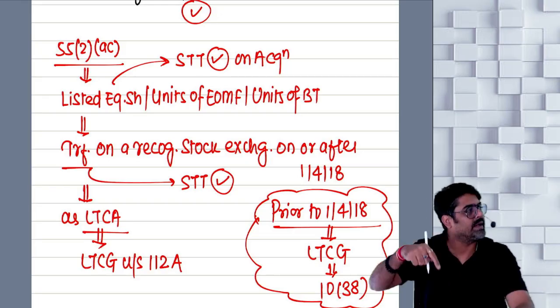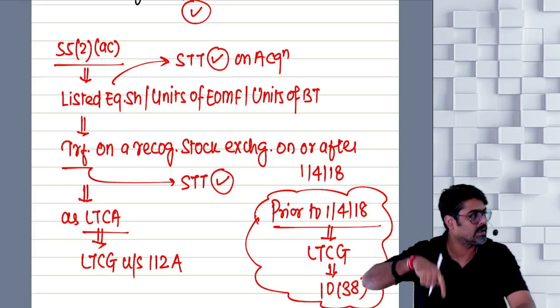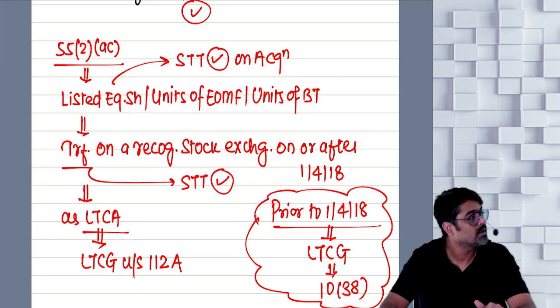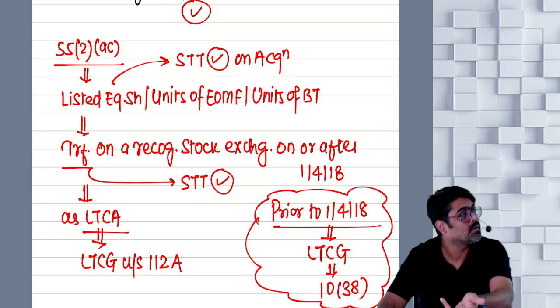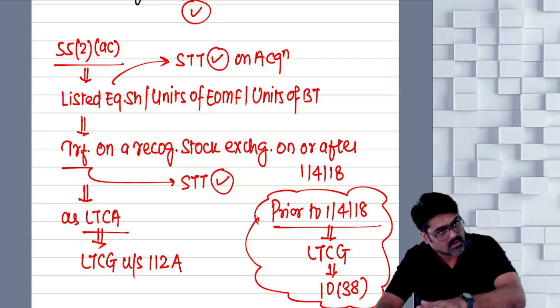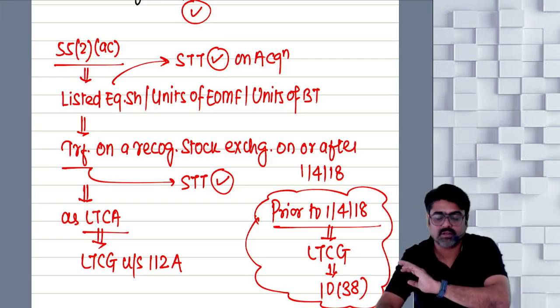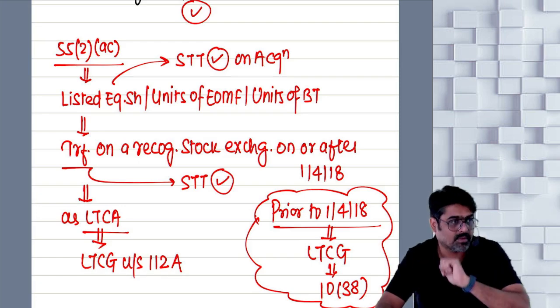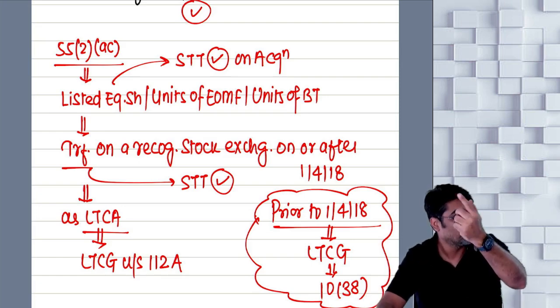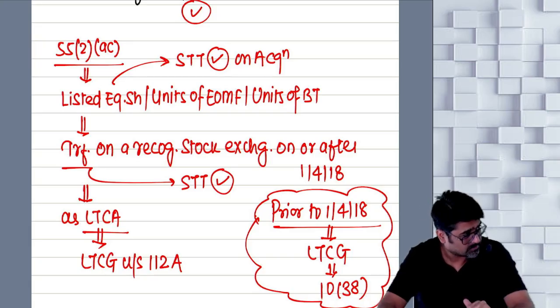For example, in 25-26 you are selling on a recognized stock exchange, meaning you are selling after 2018 only. So right now, if the transfer is made, then the transfer will result in long-term gain which will be taxable. But earlier, it was not taxable, it was exempt.